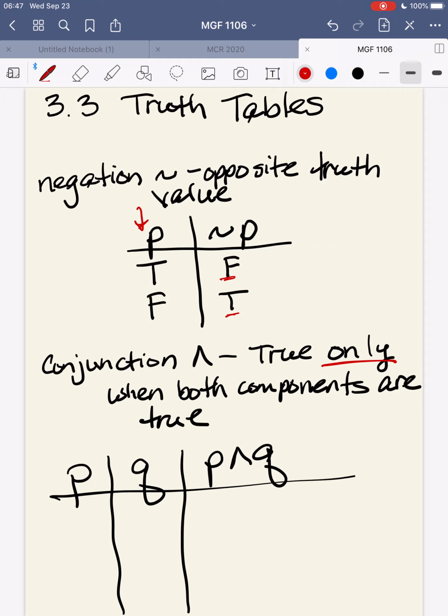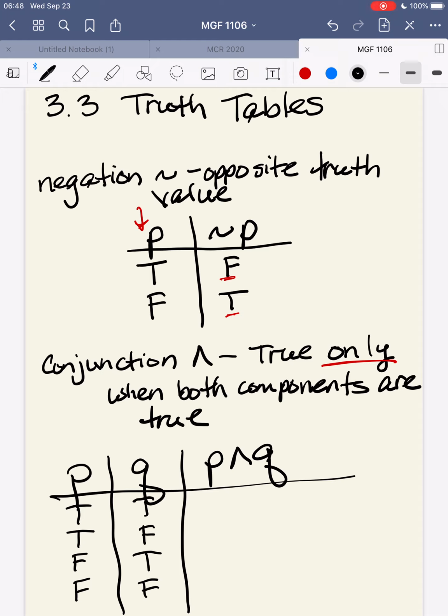Okay. We want to look at conjunctions. Now, conjunction is our "and." So it's true only when both components in my truth table are true. So to go ahead and construct our truth table, for my P, I'm going to do 2 trues, 2 falses. And then my Q's are going to be alternating true, false, true, false. And that's always going to be true.